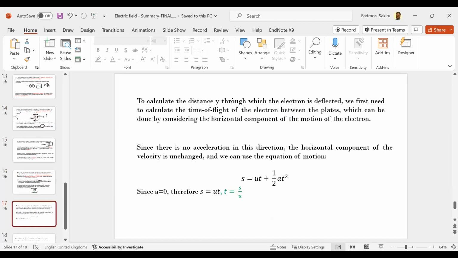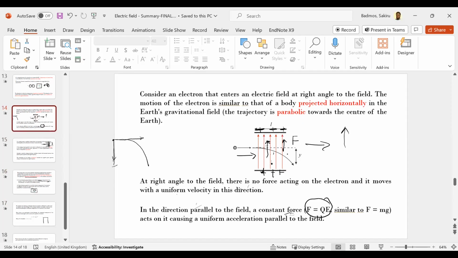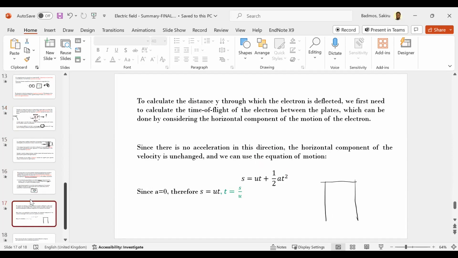Now, to calculate the distance, y, so remember, this is what we have. If I show you, to calculate this distance y that it is going to move, we can use the equation of motion. So now I'm looking at it entering that way, then it's deflected, and we are calculating that distance, the deflection. So this is the length of the plate, and the separation distance between the plates. Then we can use the equation of motion to determine the time, basically the time of flight between the plates, how long it takes to move between these two plates. Once we get that, we can then use that time to calculate the distance using this equation again.